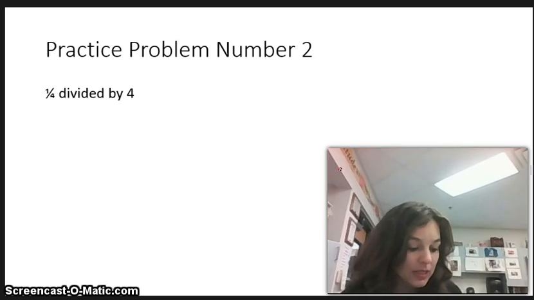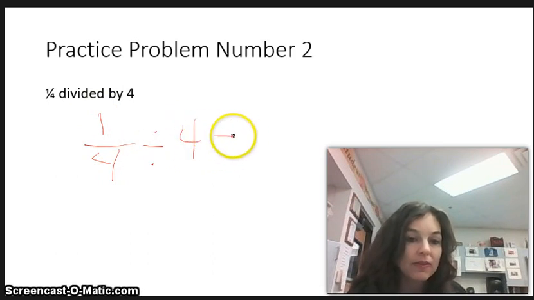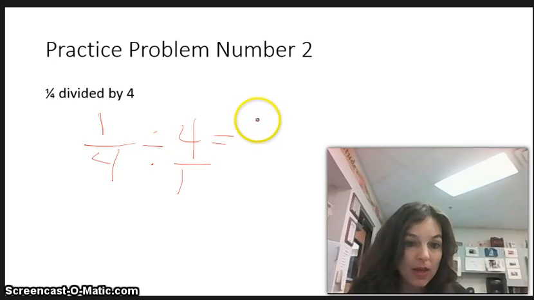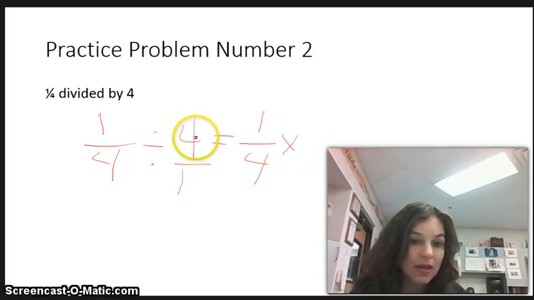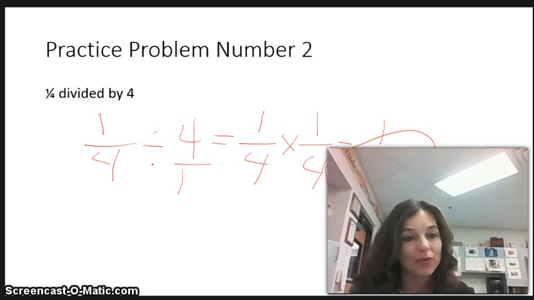What you're really doing here is 1/4 divided by 4. We think of this as 4 over 1. So then, in order to divide the fraction, we'll take 1/4 times, and then we have to flip-flop this, 1/4, and 1 times 1 is 1, and 4 times 4 is 16, and that is our answer. So 1/4 divided by 4 is 1/16. Is that what you got? If so, great. Give yourself a pat on the back. If not, make your corrections and we'll move on.